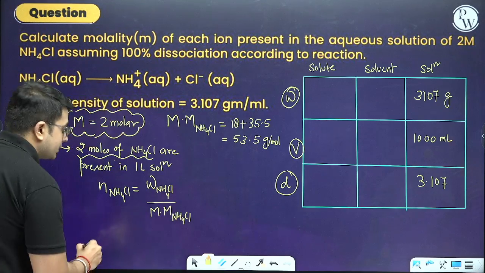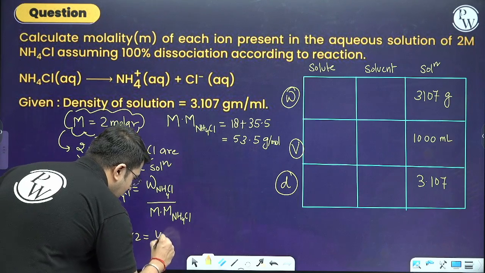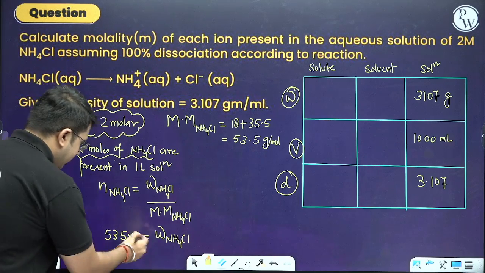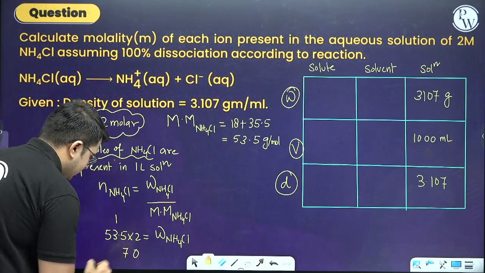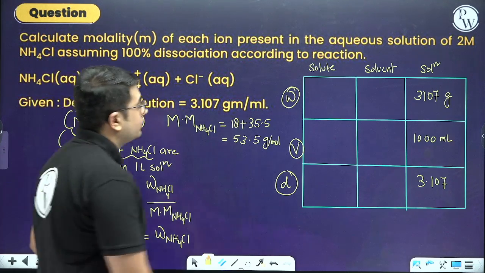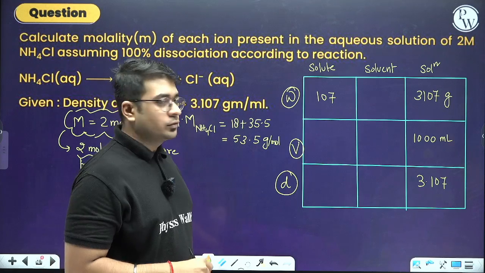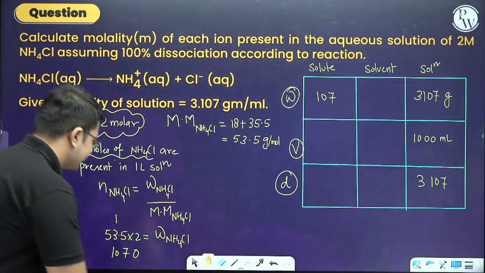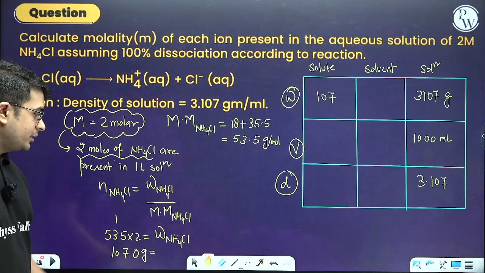So we can say that 53.5 multiplied by 2 will be equal to W of NH4Cl. That will be 107. So now we know everything. From that information, this is very much required. This is the grams of W of NH4Cl, already calculated.